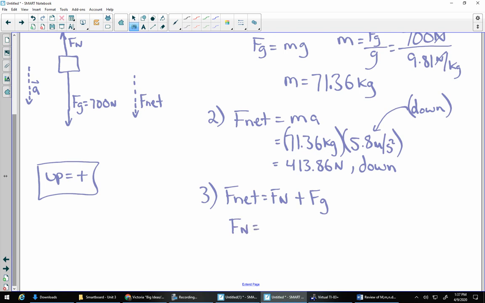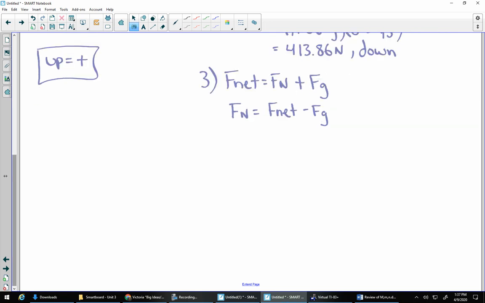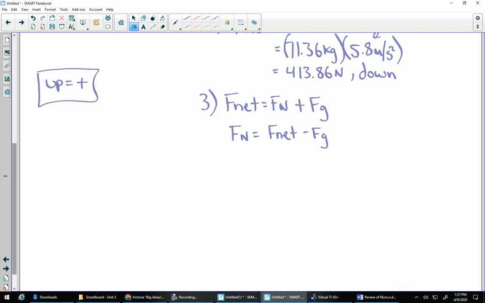Let's see, that's going to be my net force minus my force of gravity. Cool. Net force minus my force of gravity. So my net force, I just figured out, was negative 413.86 newtons. I'm going to subtract from that my gravity, so minus negative 700 newtons. So we're paying very close attention to directions in all of this.